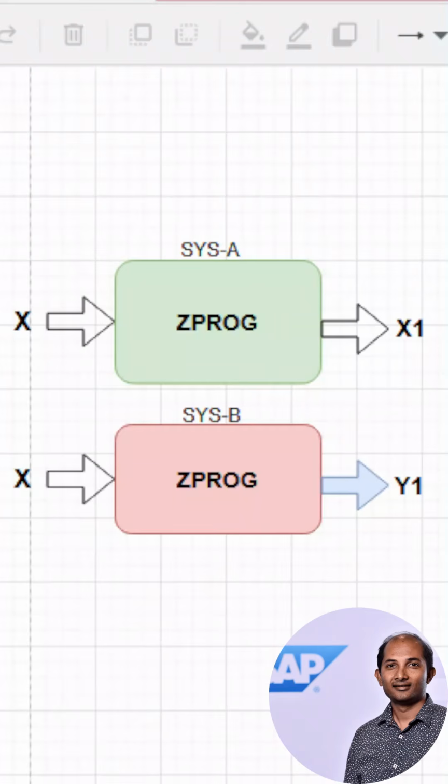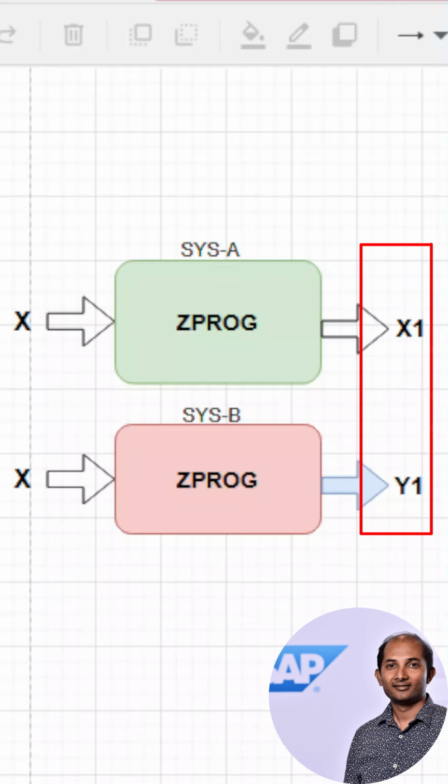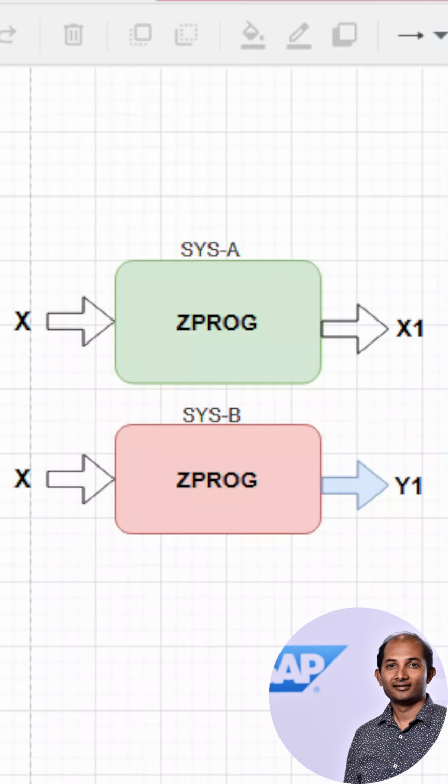The same program exists in two different systems, System A and System B, and your functional consultants are testing them concurrently. They have given the same input and they are experiencing a different output in the two systems. So they're complaining to you, and as a developer, they want you to debug and confirm what went wrong and how the same program is behaving differently in the two systems.